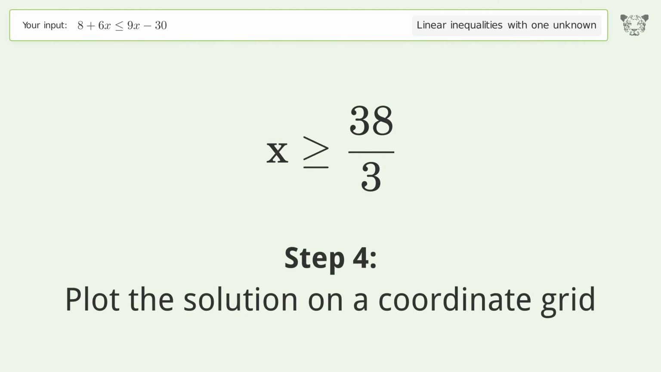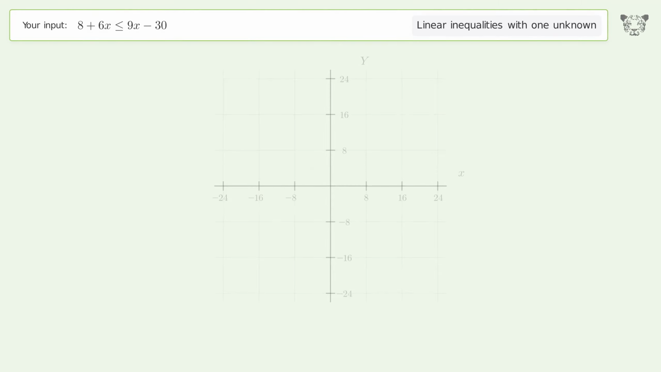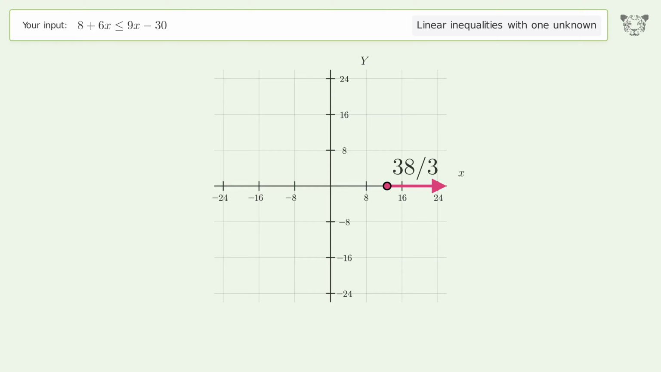Plot the solution on a coordinate grid. And so the final result is x equal or greater than 38/3 equal or greater than 122/3.